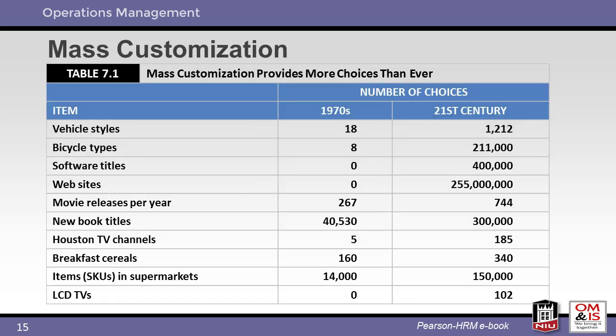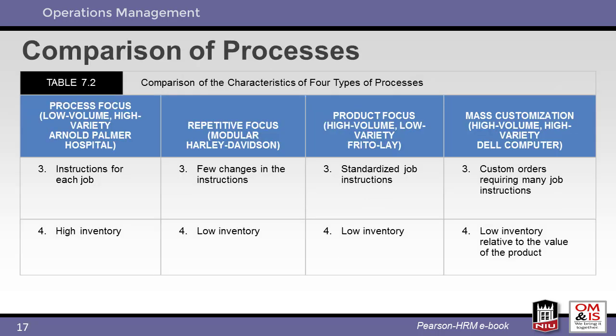This table shows the impact of mass customization techniques, increasing the volume of customer choices for a variety of product types. Similarly, this slide compares the four process types by job instructions and inventory quantity.